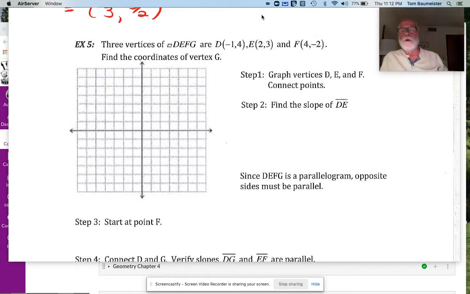Again, I'm not sure whoever did the homework, I'm not sure if they gave you one like this, but I thought it was a good problem. And you never know, you might have to do it sometime. So 3 vertices of parallelogram DEFG are D is at -1 and 4, E is at 2 and 3, and F is at 4 and -2. Find the coordinates of G.